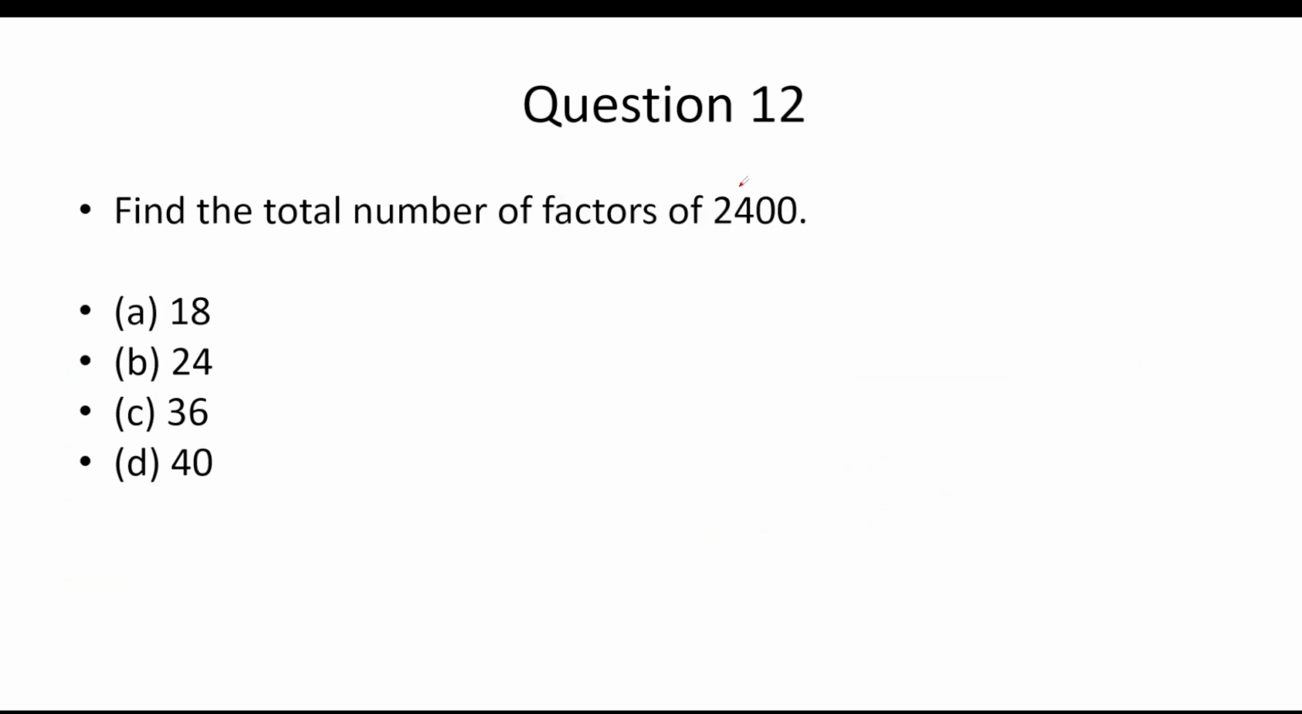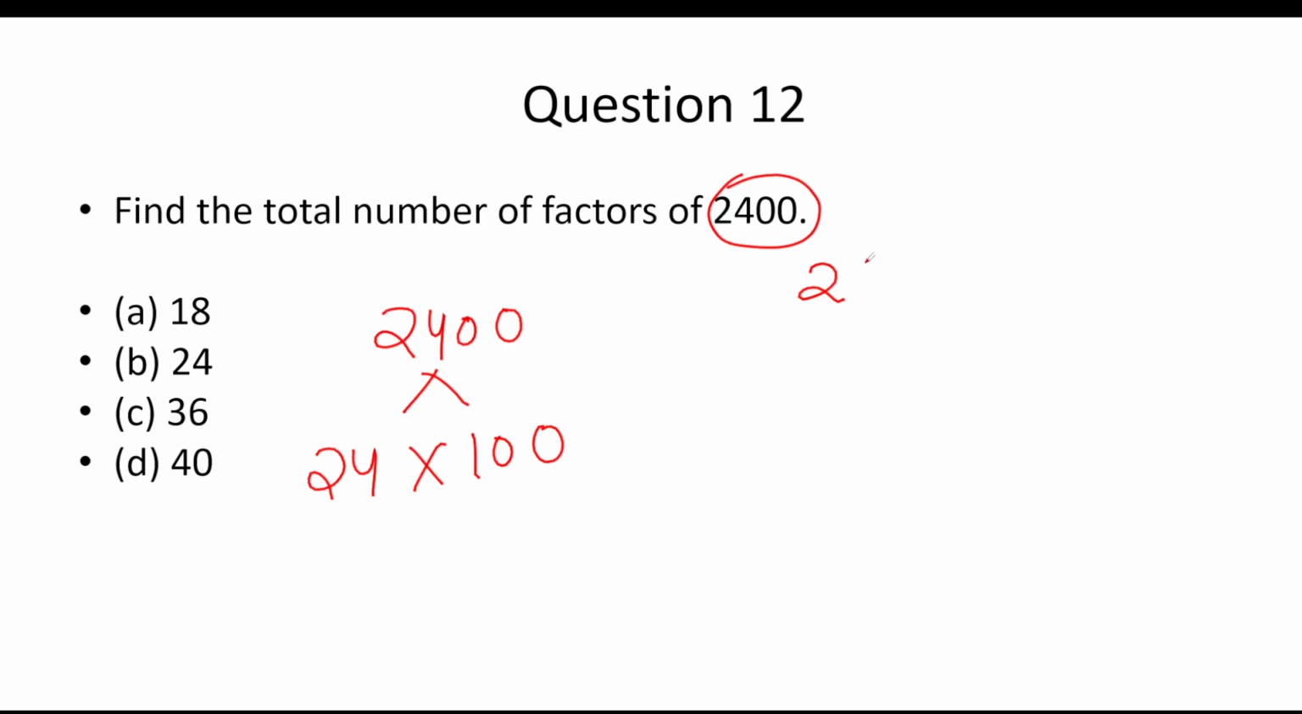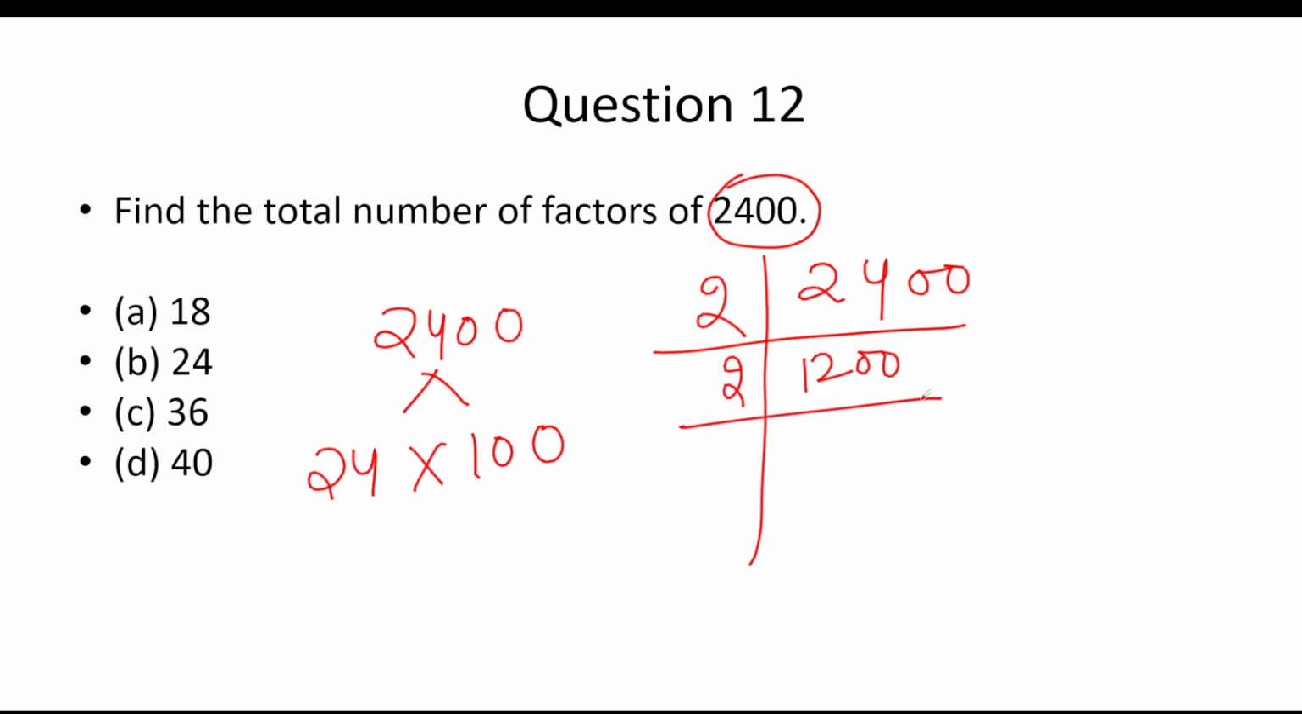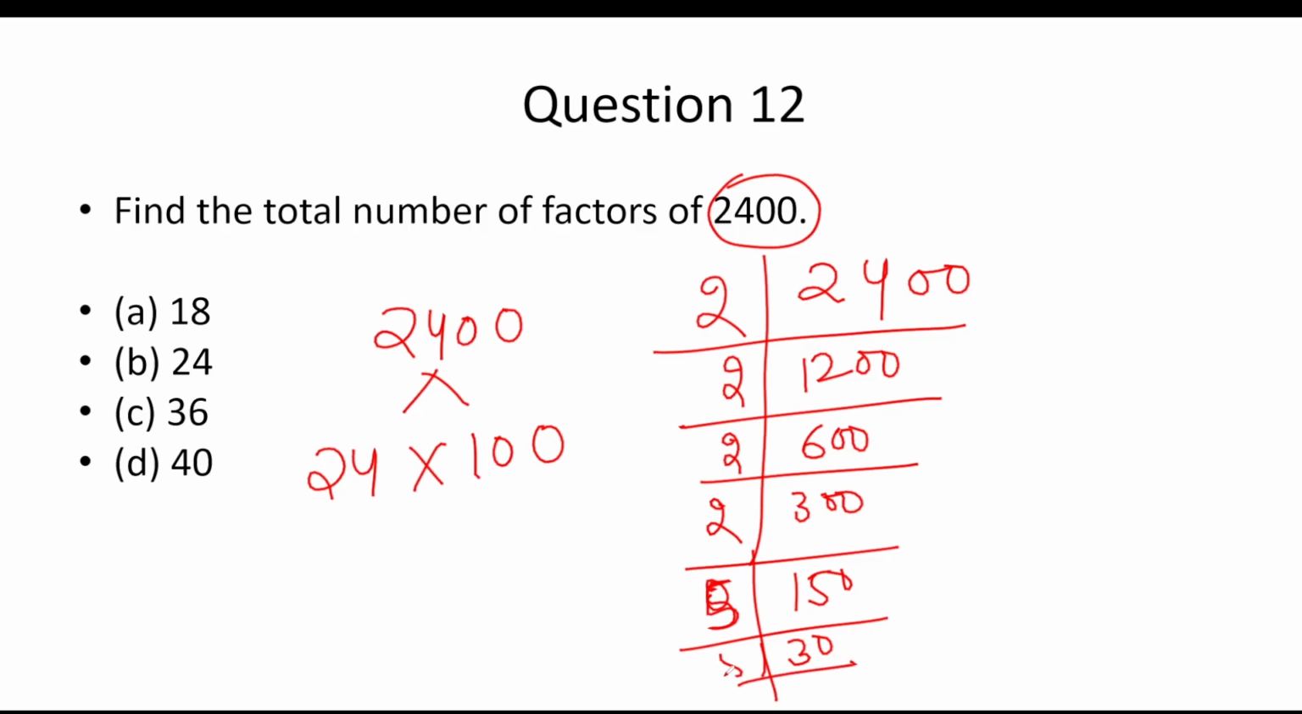Next question. Total number of factors of 2400. How do we find the factors? First we write the prime factorization. So can you write it like 24 into 100? 24 into 100, right? Or if it is tough, you can do it like this. First it will go on 2, then it's 1200, then it goes on 2, then it's 600, then again it goes on 2, then it's 300, then it goes on 2 again, it's 150, then you can do it on 5, then it's 30, again on 5 it is 6, again on 3 it is 2.